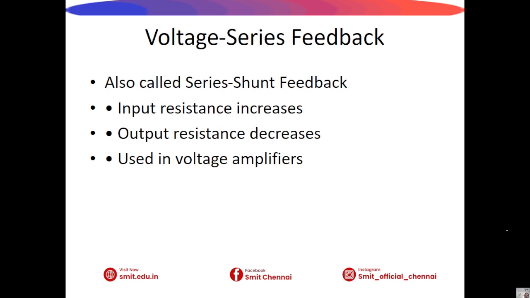First, we see about voltage series feedback. Voltage series feedback is also called series shunt feedback. In this configuration, the output voltage is sampled and fed back in series with the input signal. This arrangement increases the input resistance and decreases the output resistance. Because of these characteristics, voltage series feedback is commonly used in voltage amplifiers and non-inverting operational amplifier circuits. It provides good voltage gain stability and excellent overall performance.